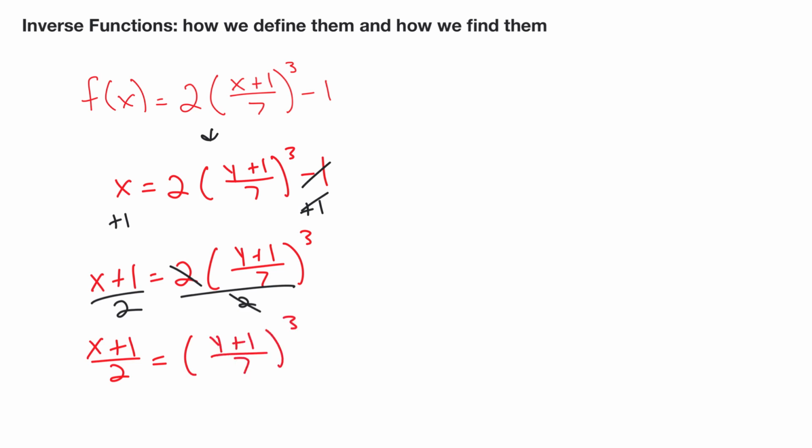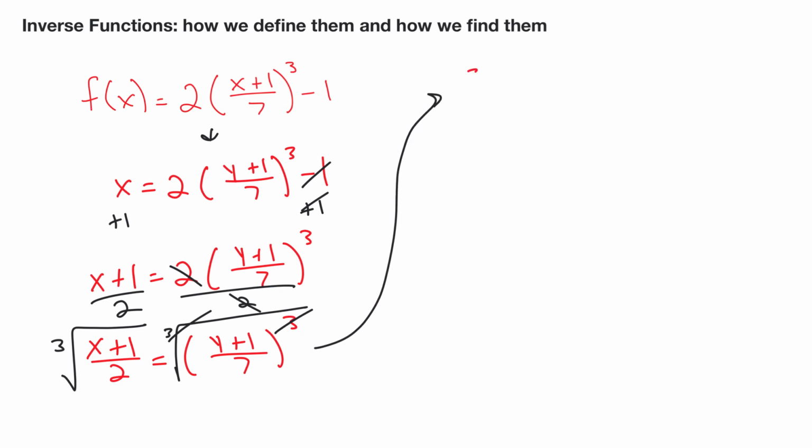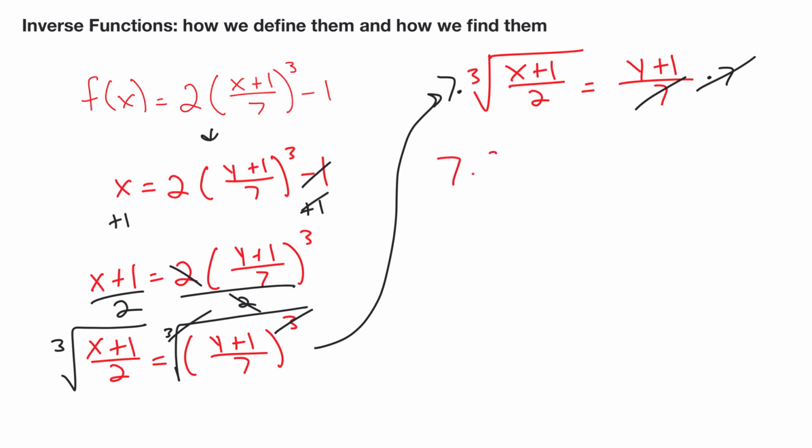In order to get rid of the third power, I'm going to take the third root of both sides. I don't need a plus or minus because plus or minus only shows up if you're dealing with an index that is even. Don't really have enough space, so I guess I'll go back up here. This will be the third root of x plus 1 all over 2, and that's going to be equal to y plus 1 all over 7. I'm going to get rid of the division of 7 by multiplying both sides by 7. That'll get rid of the 7 in the denominator, leaving me with 7 times the cube root of x plus 1 all over 2 equals y plus 1.